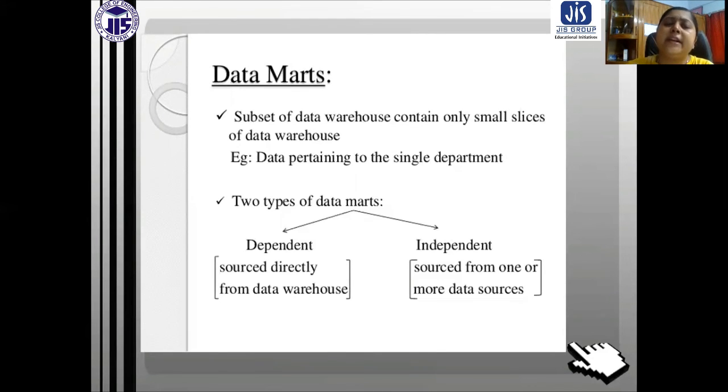Those data marts can be of two types, dependent and independent. Dependent is what? Sourced directly from the data warehouse. Independent means sourced from one or more data sources. That means data marts can independently collect data from data sources in an independent data mart. But if it collects data from the data warehouse only, then it becomes what? Dependent.